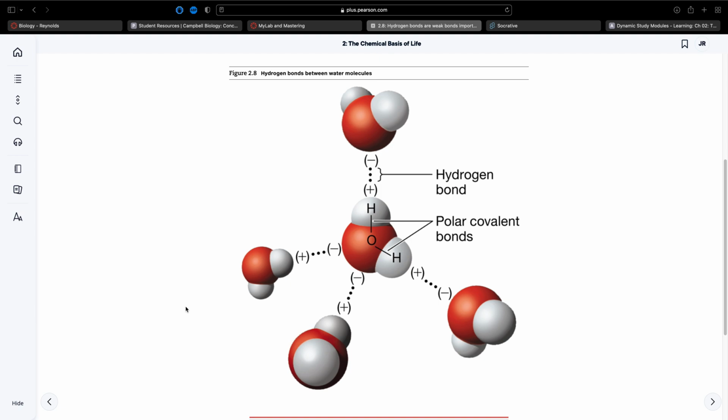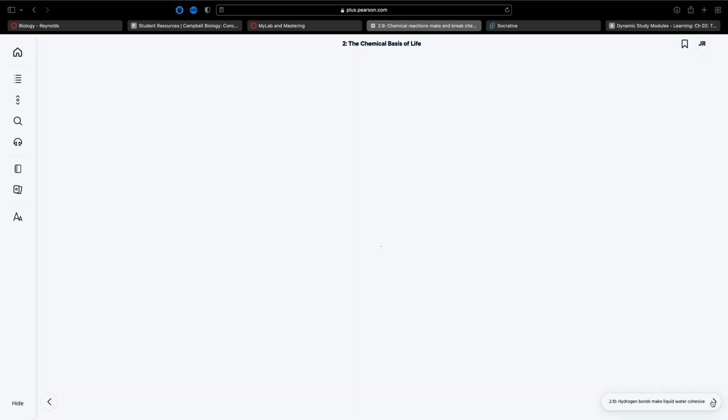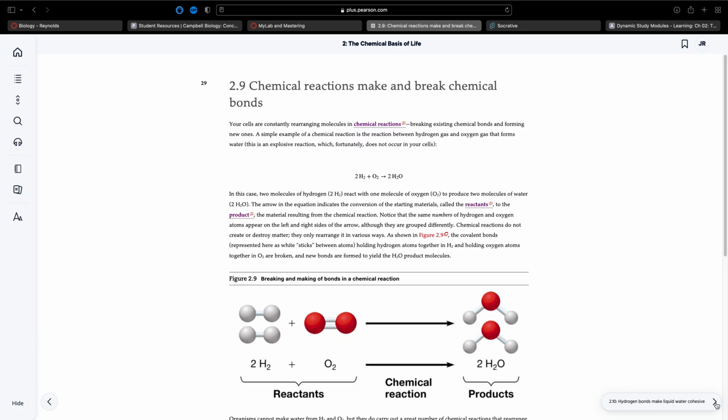So the word hydrogen bond means that hydrogen is involved. That's the positive side, and it's going to stick to a negative side. When it does, it's a weak bond that can form and break apart real easily. Expect there to be pictures on the quiz, so you would want to know the pictures that you have in the textbook.